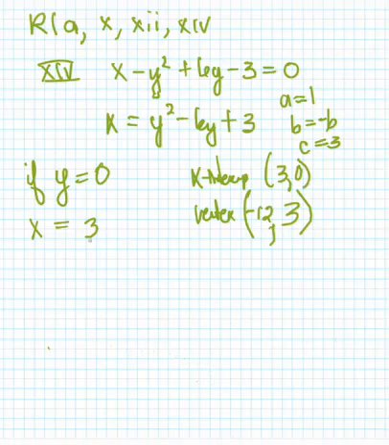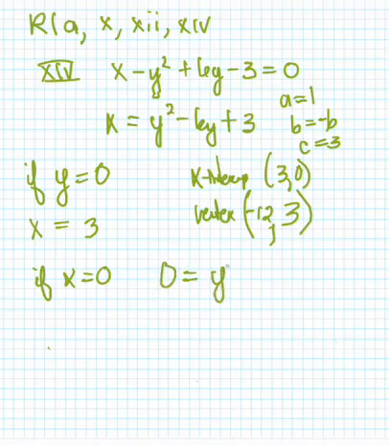Okay. And now let's find the y-intercepts. So now we'll let x be 0. So if x equals 0, that'll show me the y-intercepts. Okay. 0 is going to equal y squared minus 6y plus 3, and I'm just not thinking that's going to factor. I'm going to have to use the quadratic formula.